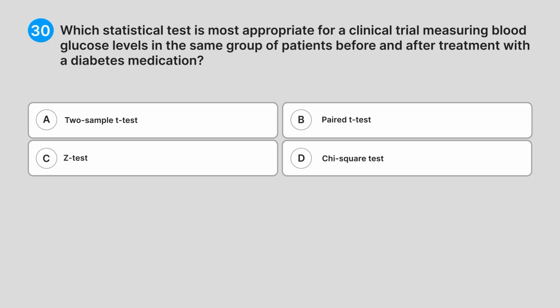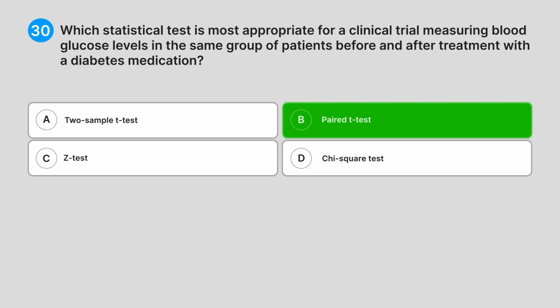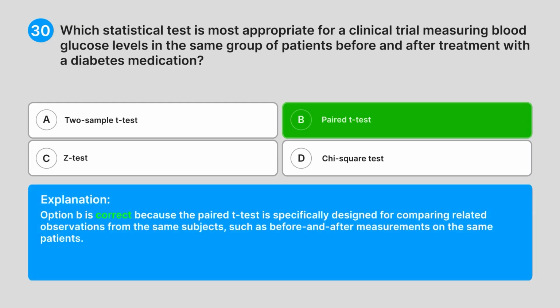Correct answer, B. Paired t-test. Explanation. Option B is correct because the paired t-test is specifically designed for comparing related observations from the same subjects, such as before and after measurements on the same patients.